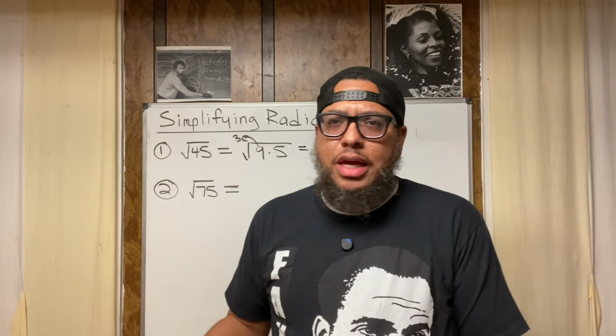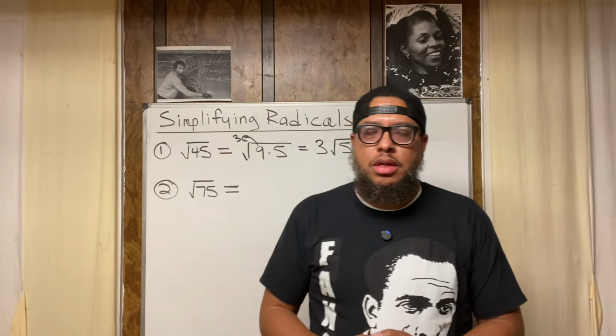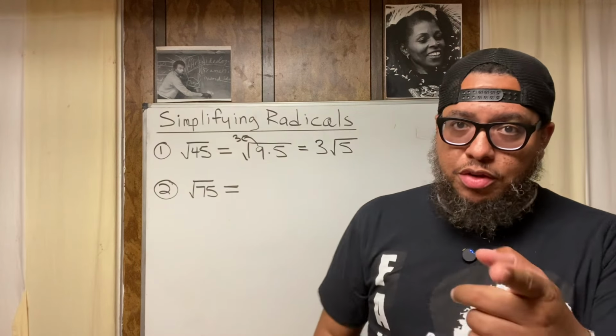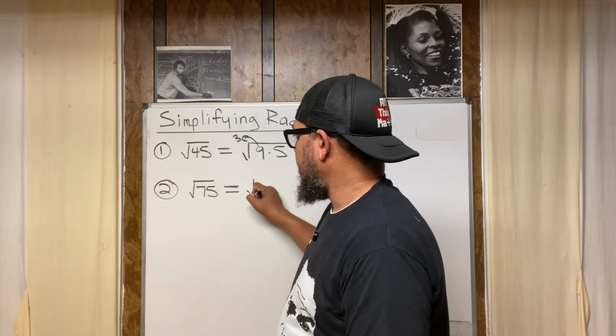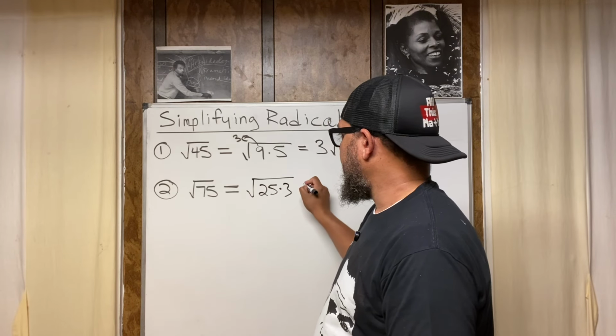But why would I do that? Ain't neither of them numbers perfect squares. So that's not going to help me neither. What about 25 times 3? Hold up. 25. 25 is a perfect square, right? So I'm about to break this down into 25 times 3.